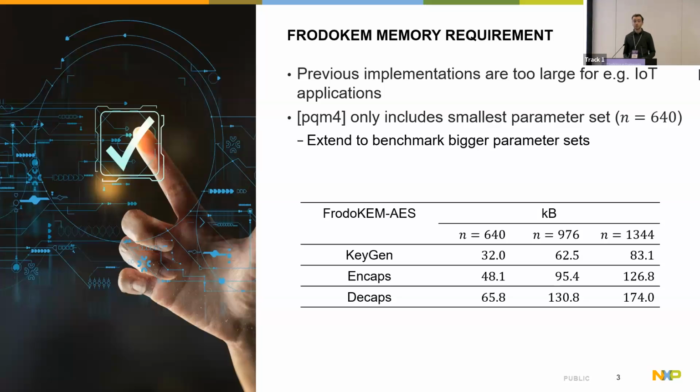So the issue we want to solve is that all previous implementations are simply too large for many use cases. For example, IoT applications which use devices which are very memory constrained. And this can already be seen in the PQM4 implementation, because this implementation only contains the smallest parameter set, so NS640, because the bigger ones simply do not fit on some of the associated development boards. So one of the first things we actually did is extend this implementation to get some idea of some benchmark results for the memory.